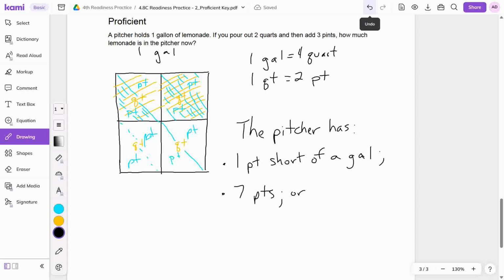Or we could say how many quarts and how many pints. So I got 1, 2, 3 full quarts, 3 quarts, and then I've got that 1 pint that I have. 1 pint, and you can have it like this. So all of these are different ways that you could represent the correct answer. You got the visual there in case you need it.